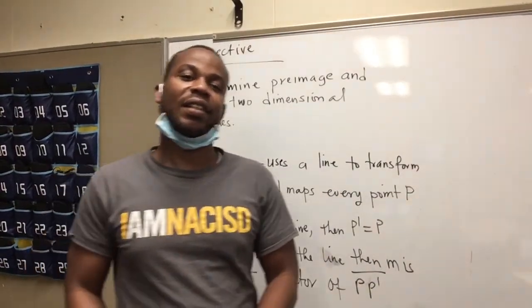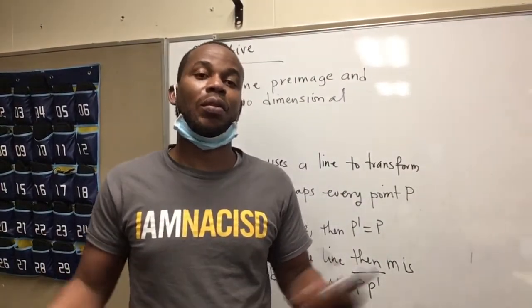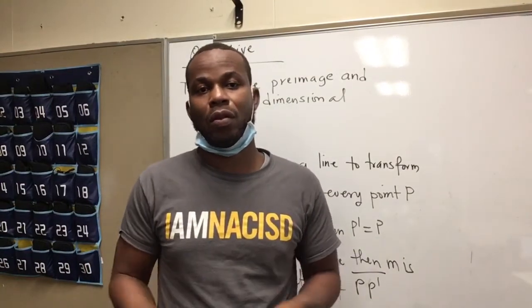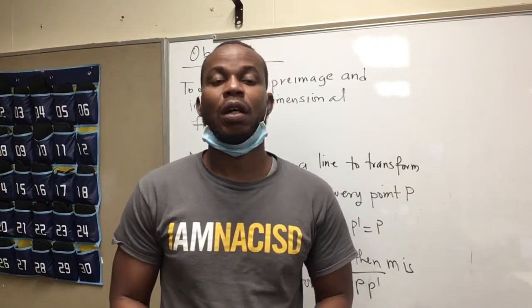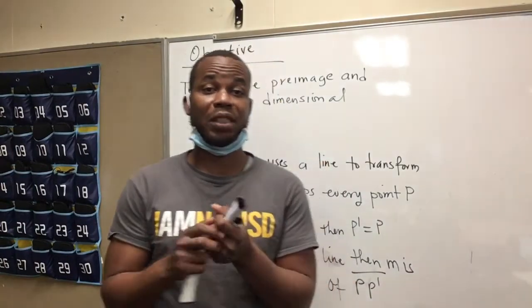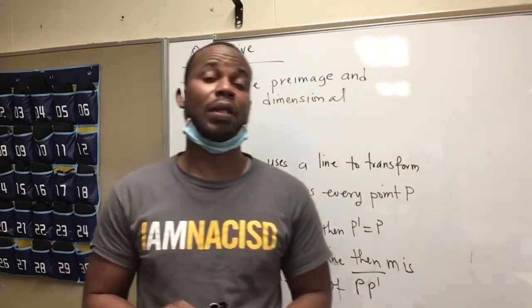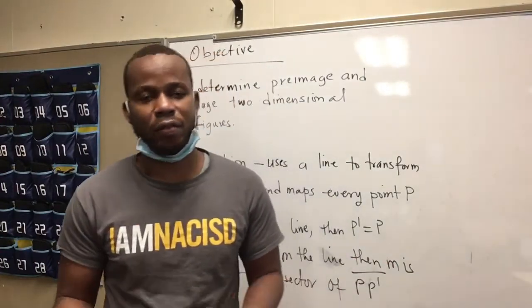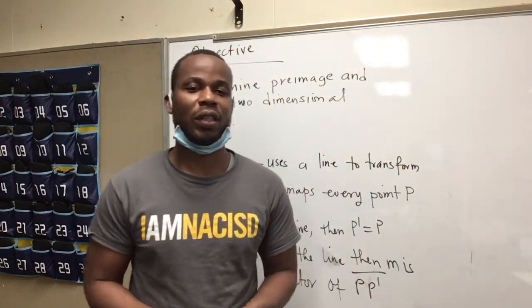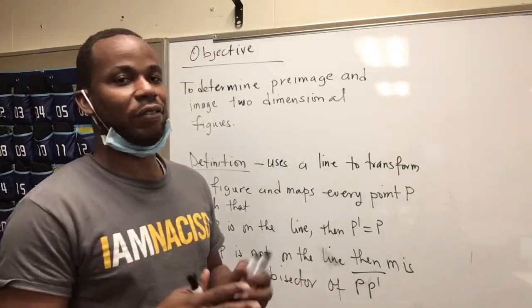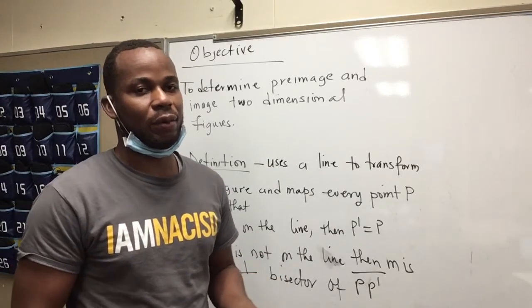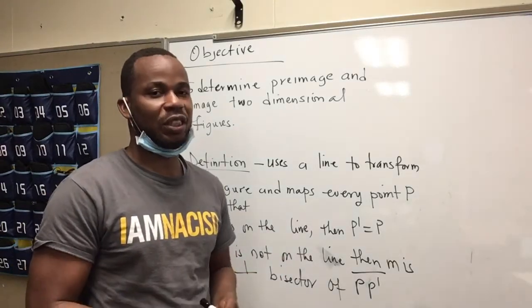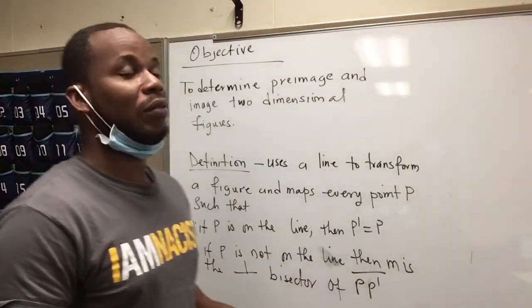Right. So today we are talking about reflection. We've been talking about transformation. We have four types of transformation that we've already talked about: translation, reflection, rotation, and dilation. Basically, those are the four types of transformations we have. Yesterday we talked about translation. So today we are talking about reflection.